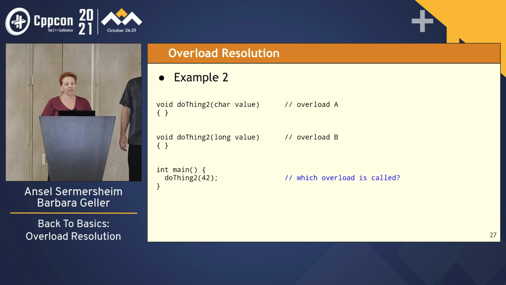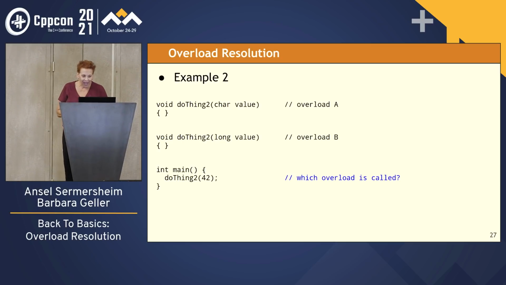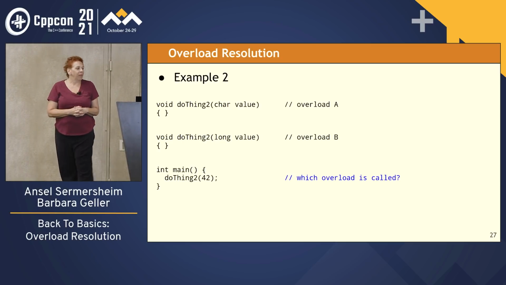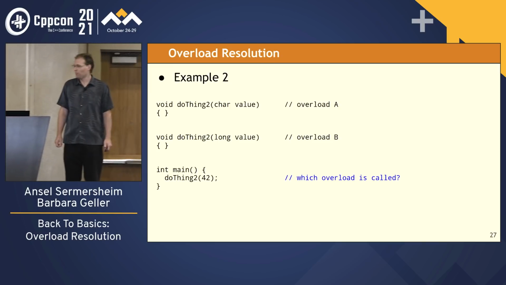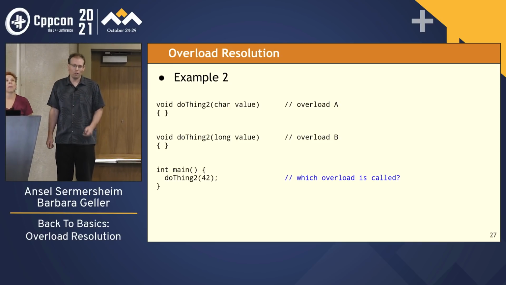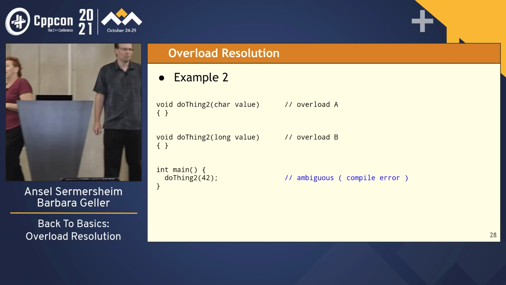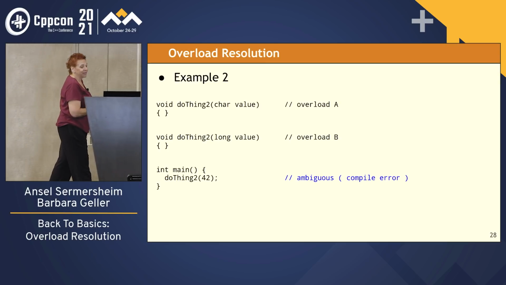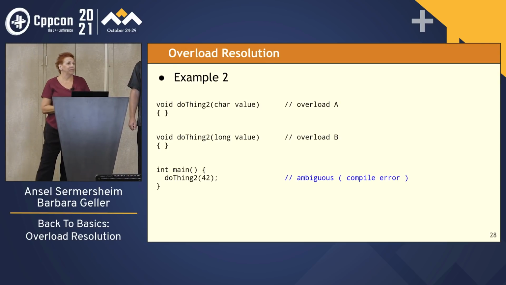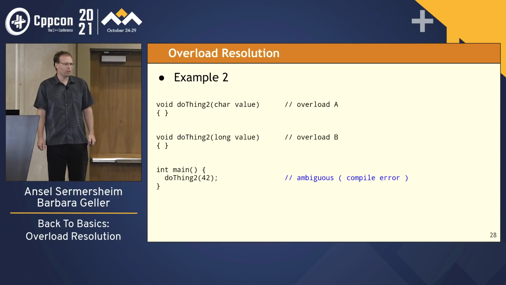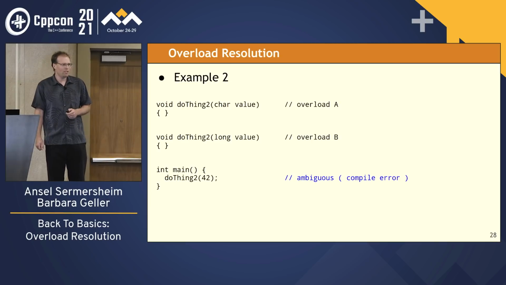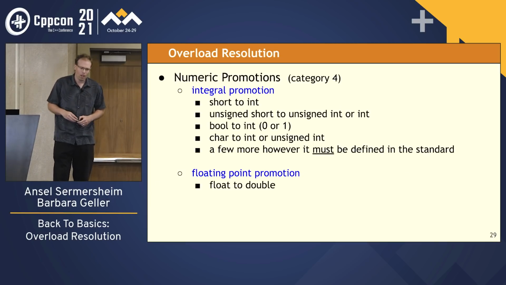So it seems like the consensus is that most people believe it is B. Well, you're in good company because that's exactly what we thought. And then we had to read the standard for quite a long time. That is not the right answer. So it's ambiguous. This is our first surprising result of overload resolution. Let's dig a little bit into the standard and find out why.